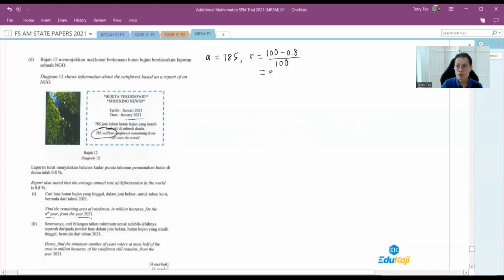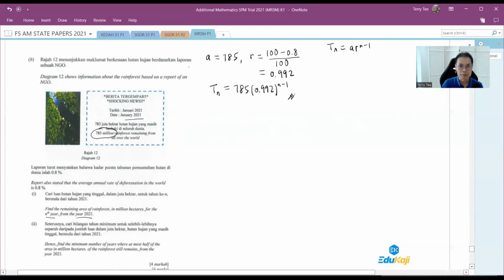Remember, if your common ratio is more than 1, it's increasing. If your common ratio is less than 1, it's reducing. So in this case, it's reducing by 0.8%. So you want to find, in terms of n, the area of rainforest in millions that's left. So we use the formula ar^(n-1). Remember, formula for geometric progression, Tn is ar^(n-1). So that's it. We have to leave it like this. Yeah, that is your first part.